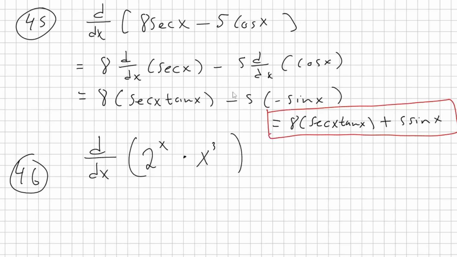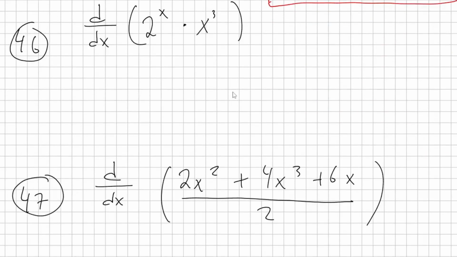Okay, now let's look at question 46. Question 46 asks us to differentiate 2 to the x times x cubed. Now the only difficult part of this problem is to apply chain rule to 2 to the x. Just to make life easier, we know that d over dx of 2 to the x is 2 to the x times the natural log of 2, right? All we need to do is plug this in when we have the derivative of 2 to the x.